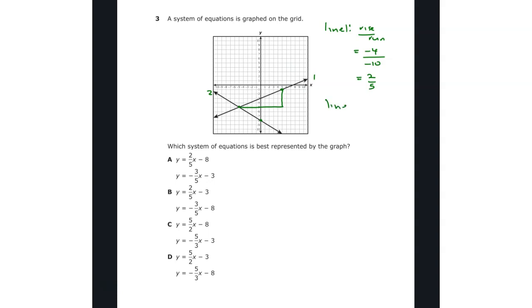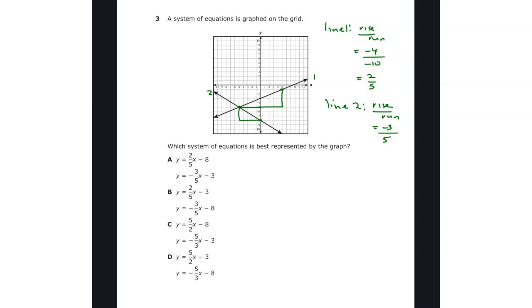Let's go ahead and look at what that would be for line 2 as well. For line 2, we're going to just use these all the way here. So our rise over run is equal to 1, 2, 3. So -3 over, and then 1, 2, 3, 4, 5, +5.